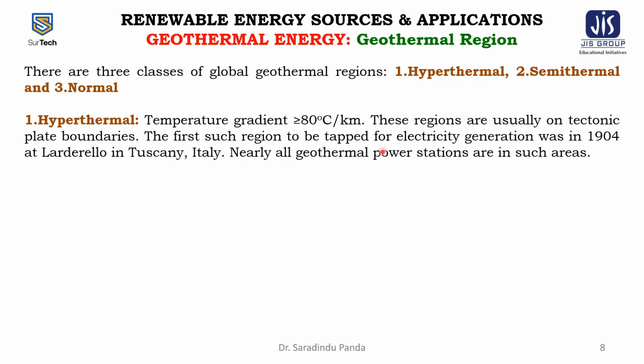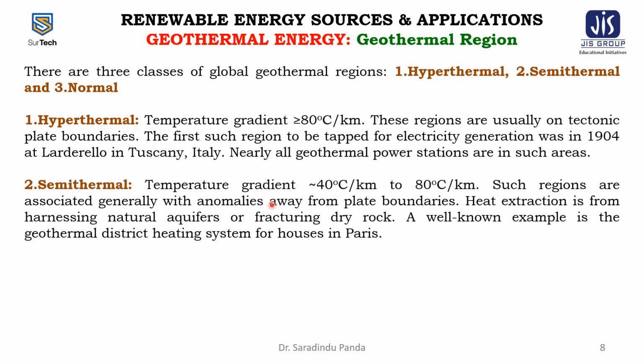The first such region to be tapped for electricity generation was in 1904 at Larderello in Tuscany, Italy. Nearly all geothermal power stations are in such areas. Second is the semithermal, where the temperature gradient is approximately 40 degrees centigrade per kilometer to 80 degrees centigrade per kilometer. Such regions are associated generally with anomalies away from the plate boundaries. The heat extraction is from harnessing the natural aquifers or fracturing dry rocks. A well-known example is the geothermal district heating system for houses in Paris.